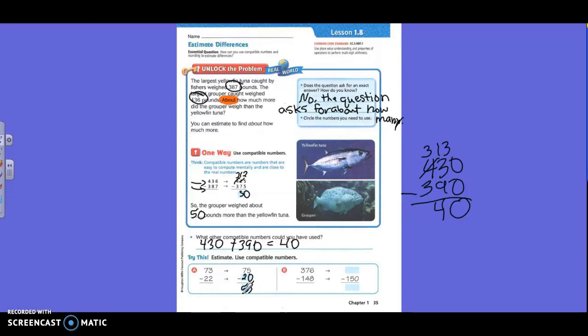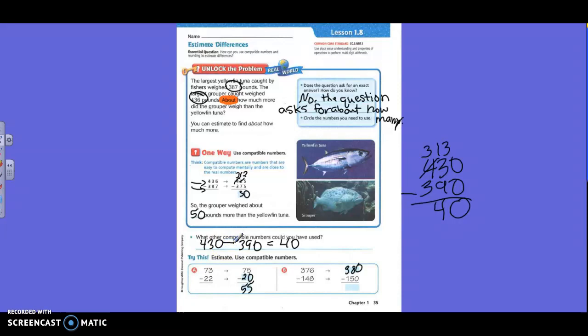Now we're going to round or use compatible numbers for 376. What would you like to round 376 to? 380. Okay, now write that number down and then subtract those. Don't forget to subtract. Mrs. Ackerman forgot earlier. Don't get tripped. You put a plus sign on this, on the 430. Yes, I see that.